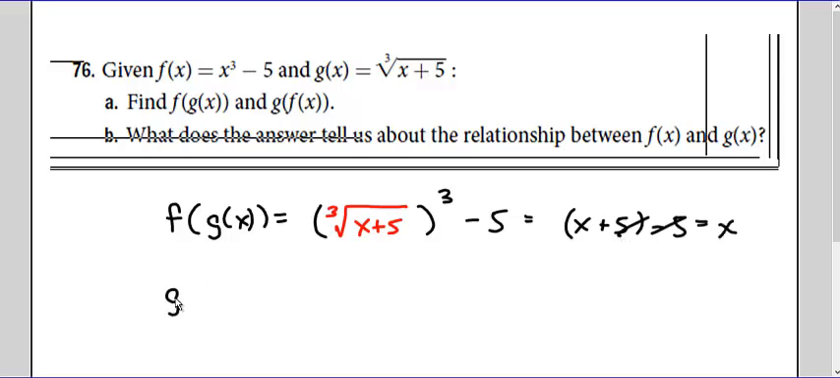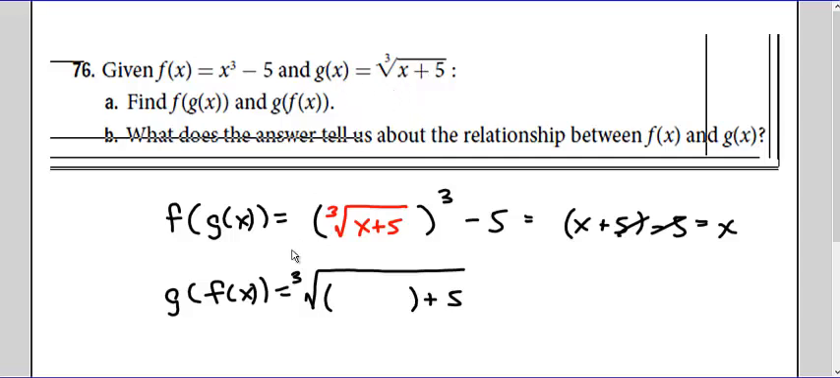Now, if we do the same thing, g of f of x, there we take the cube root of something plus 5. Something is x when it's g of x, but here we plug in f of x, which is x cubed minus 5. Well, you can see the 5s cancel out inside here now, and we end up with the cube root of x cubed. Well, the cube root of x cubed is also x.